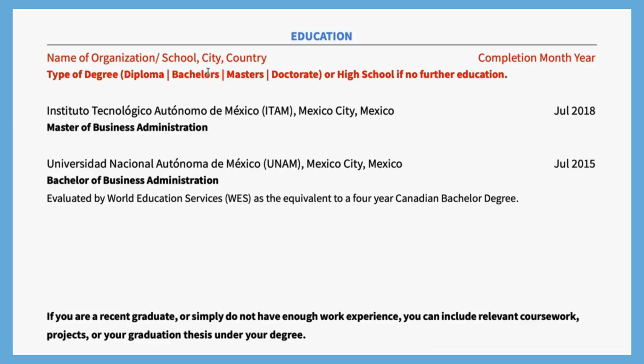In your education section, you must include the name of your school, the city and country, or for Canadian schools, the city and province, and the completion month and year. You will then move on to the type of education, such as a diploma, bachelor's degree, master's degree, doctorate degree, or you can add your high school diploma if you have no further education. This is an example of what that should look like. Once again, it is in reverse chronological order, whereas your latest experience comes first and your older experience comes last.